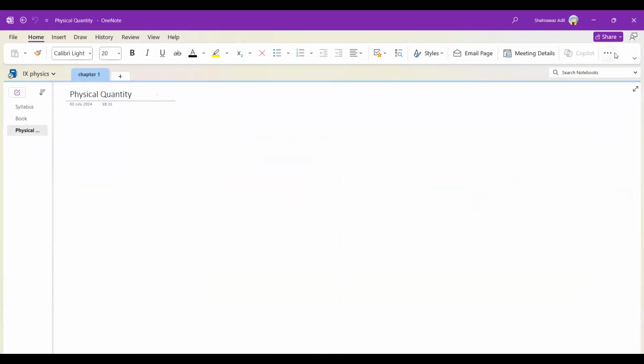Yeah, so the first exercise is about physical quantities and units, right?